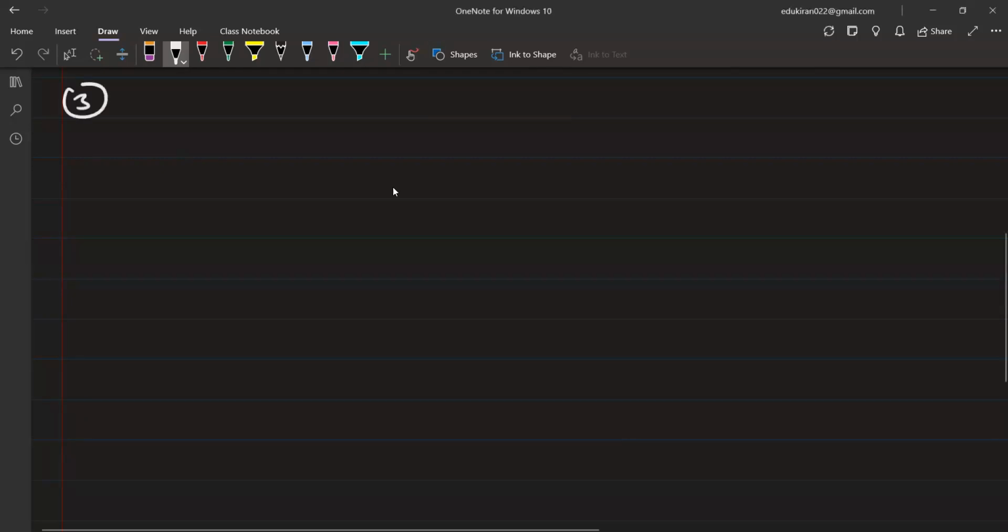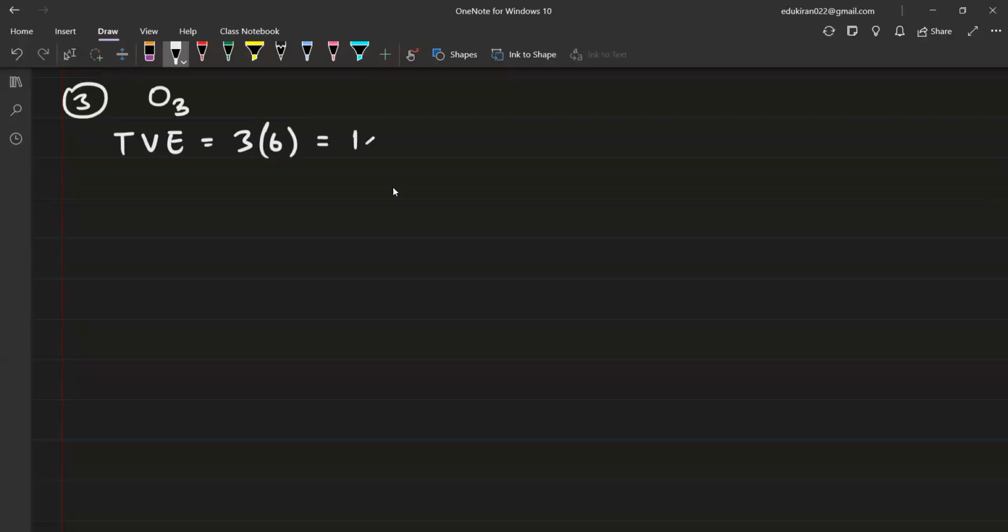Third structure is ozone, O3. Now for here, the total valence electron will be equal to how much? 3 into number of valence electron in oxygen, which is 6. So 6 times 3 is 18. Then we have to put up the skeleton. Now here we have 3 oxygen atoms. So one of the oxygen will be in the middle, the other 2 oxygen will be on the sides like this.